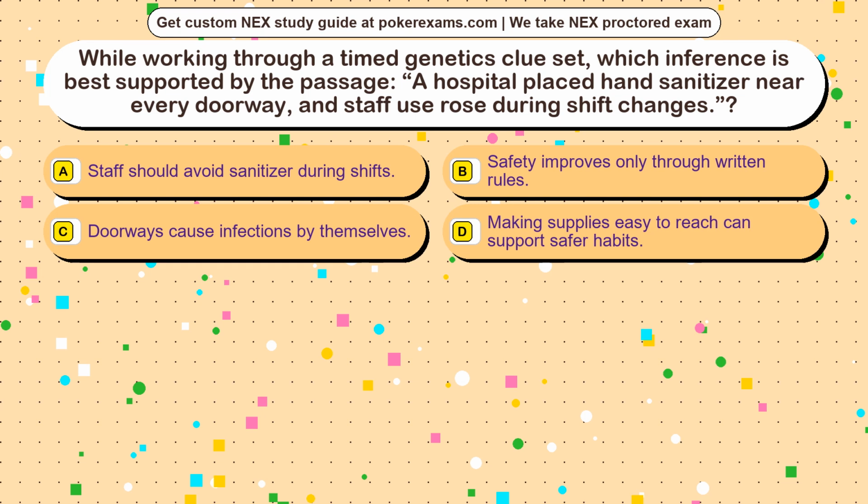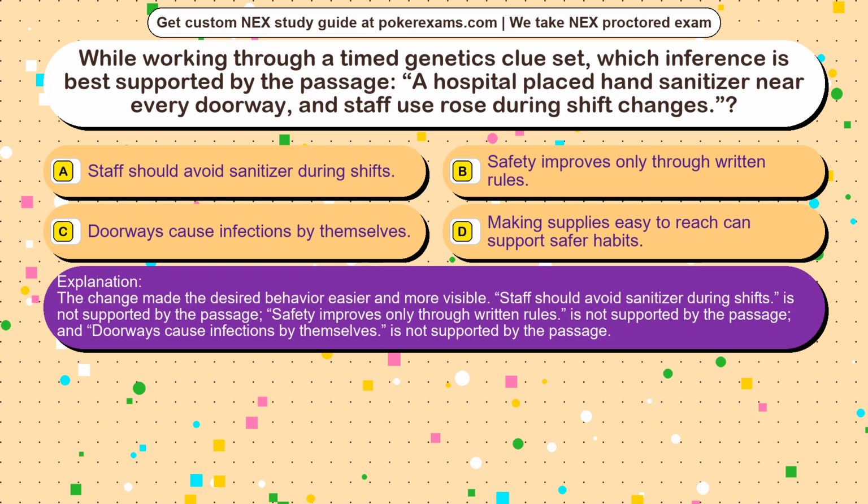The correct answer is option. The change made the desired behavior easier and more visible. Staff should avoid sanitizer during shifts, is not supported by the passage. Safety improves only through written rules, is not supported by the passage, and doorways cause infections by themselves, is not supported by the passage.